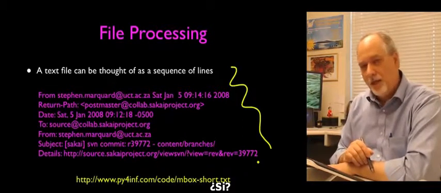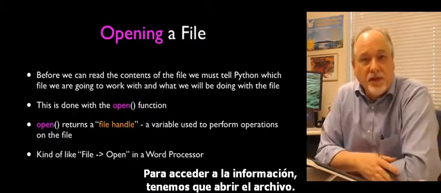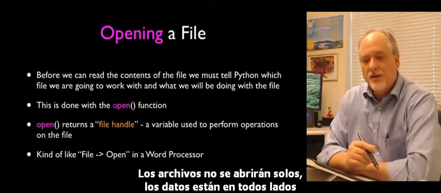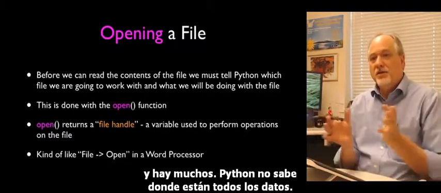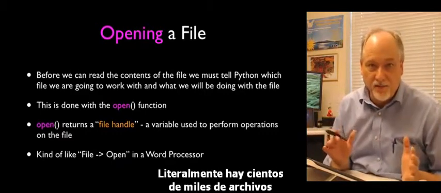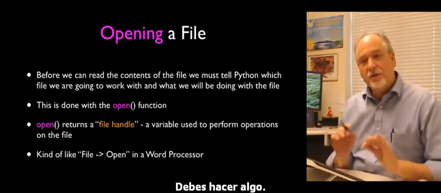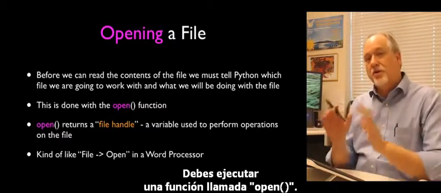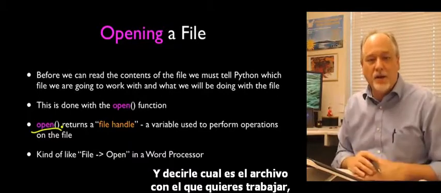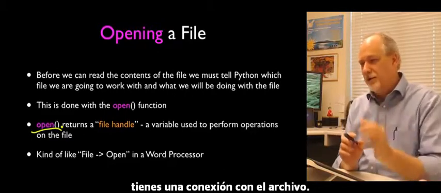Now, to access file information, we have to do this thing called opening the file. We can't just say the information is omnipresent, because there is so much data that you can't have Python know all the data. You literally have hundreds of thousands of files on your computer's hard drive, and which one are you going to read? So there's a step that you have to do, where you call this built-in function called open, and say, this is the file I want to work with, of the hundreds of thousands. And then once you do, you've got this little connector into it.